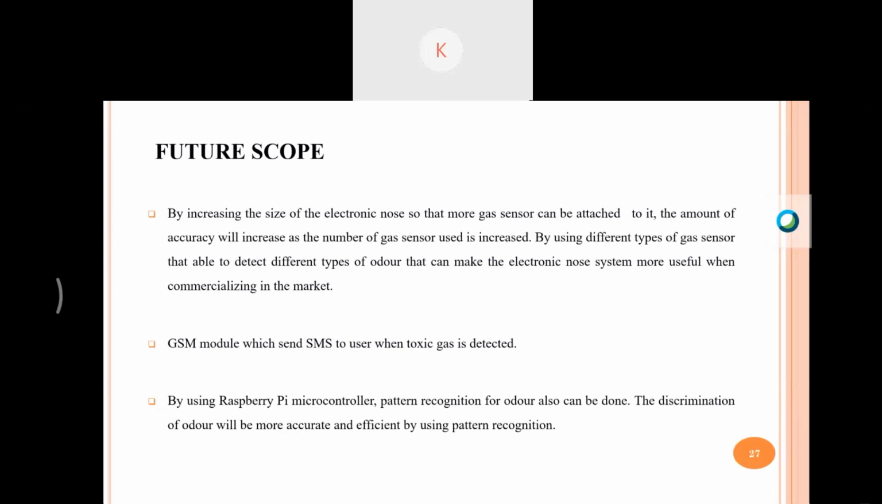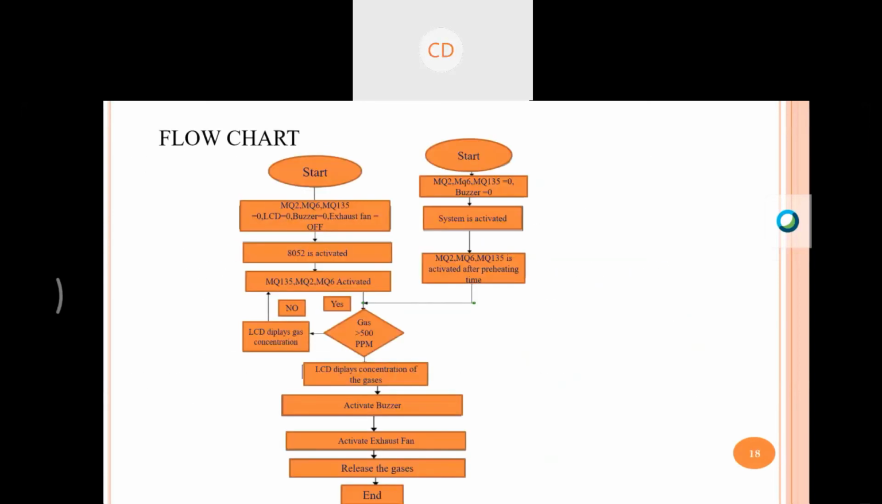Okay, next slide. See, here two blocks are present. One is yes and one is no. Ma'am. Okay. Yes, ma'am. How can you relate these two blocks to the whole flowchart?